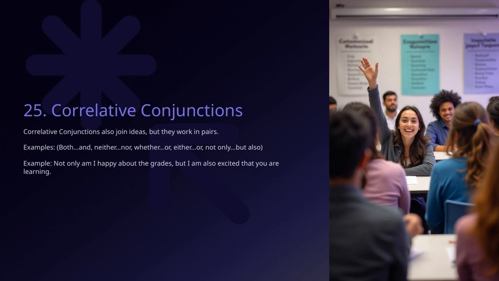For instance, imagine saying, "Not only am I happy about the grades, but I am also excited that you are learning." Here, the 2 ideas are linked by the pair not only, but also, emphasizing both feelings at once. The key takeaway is that correlative conjunctions help us add emphasis or balance to our sentences by pairing ideas clearly. They fit into our overall theme of improving sentence structure and making our writing more cohesive. Remember, using them correctly can really enhance the flow and clarity of your communication.